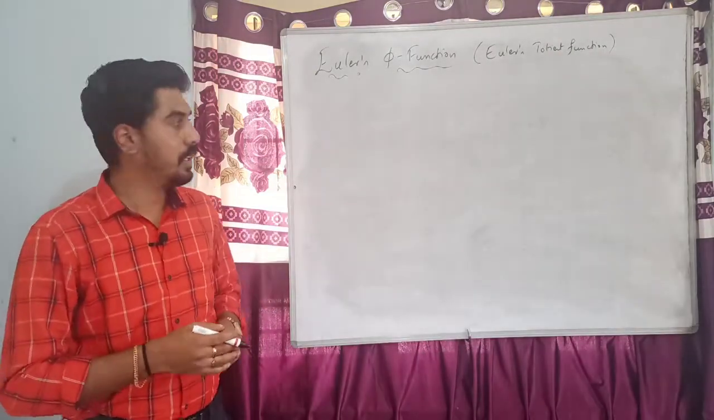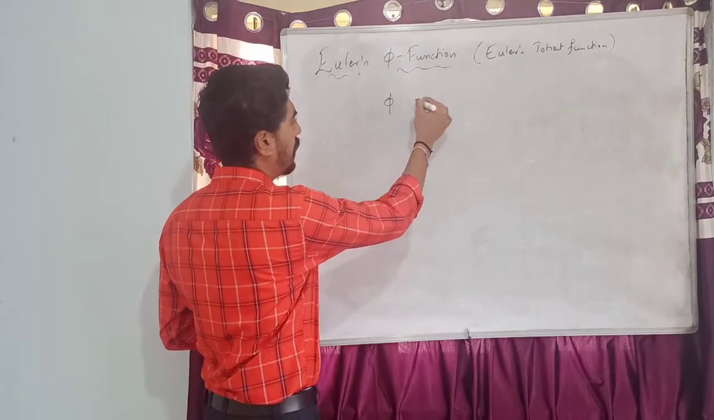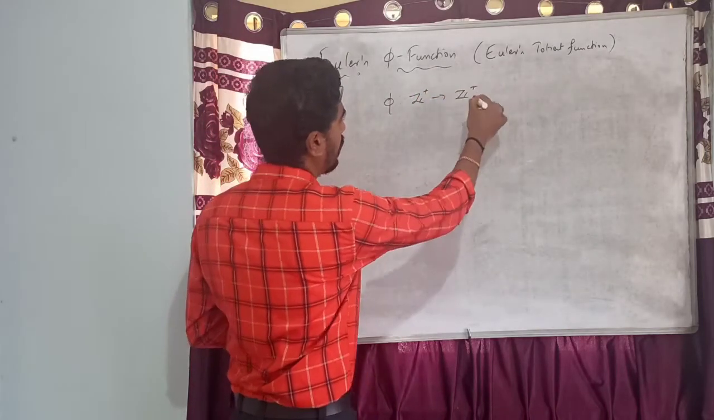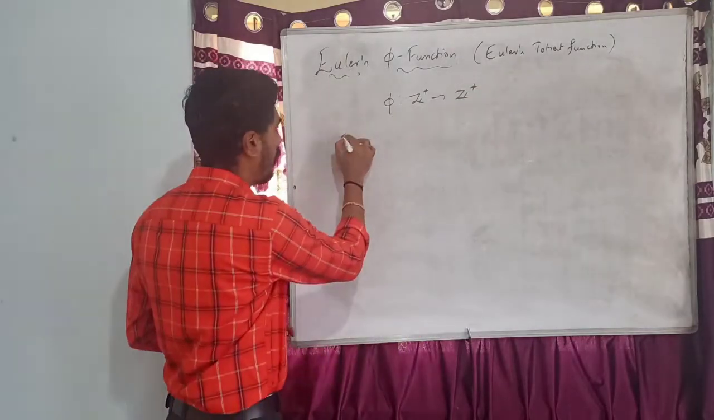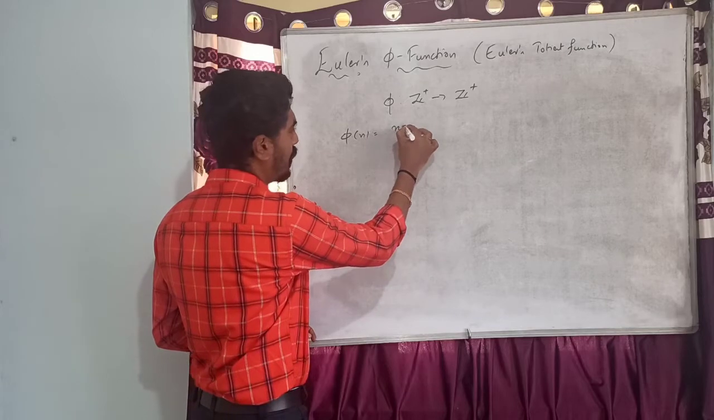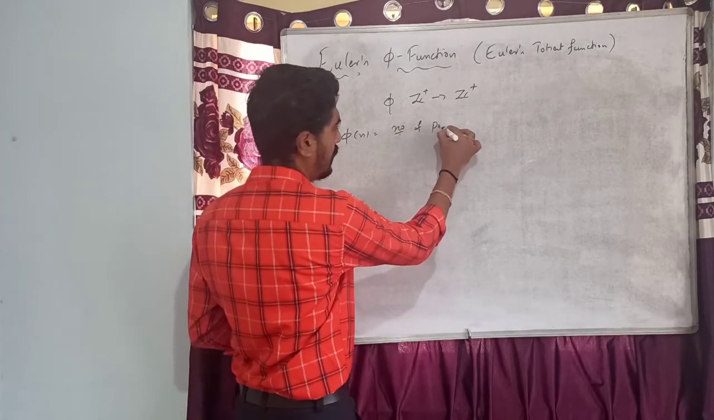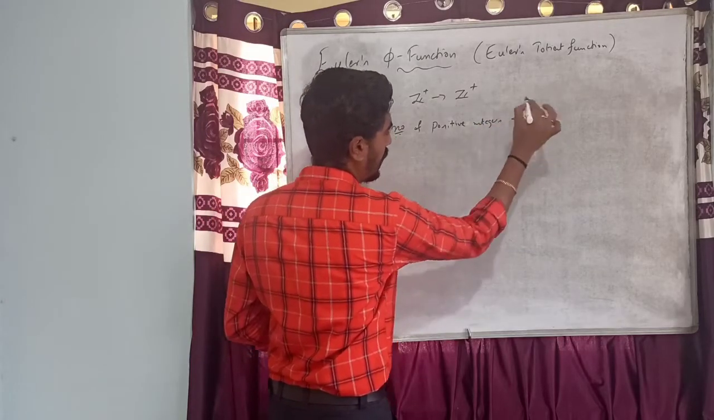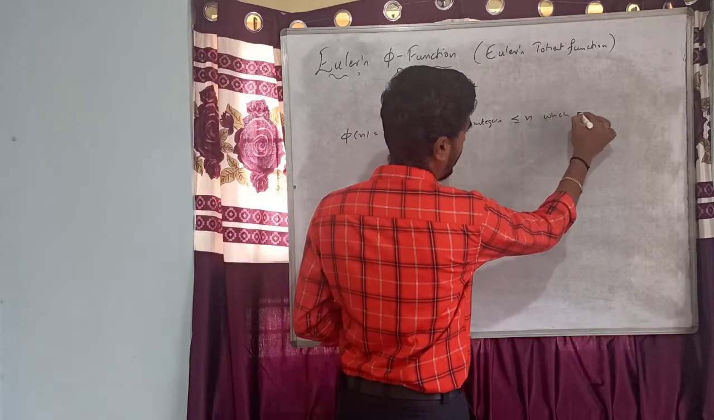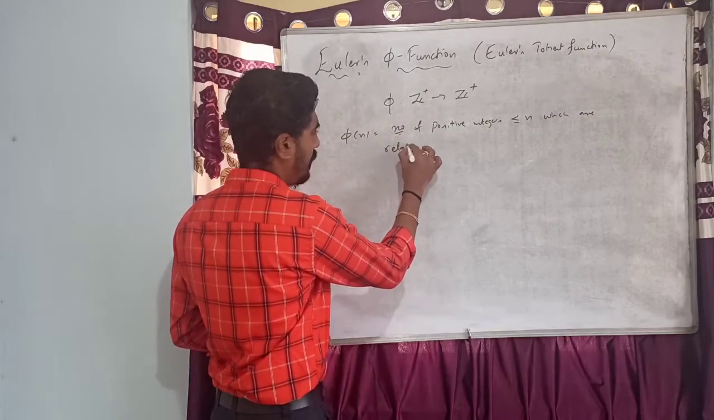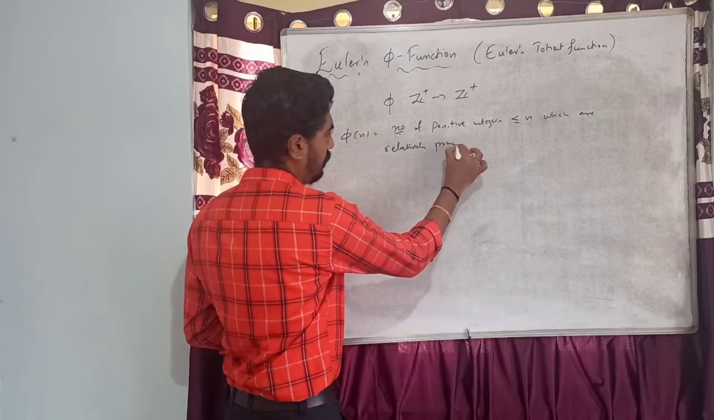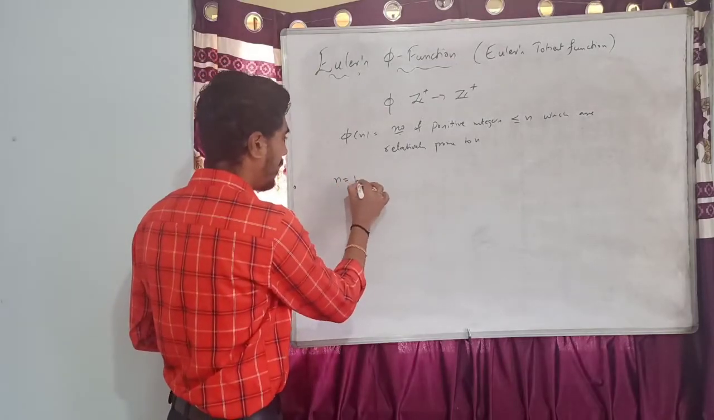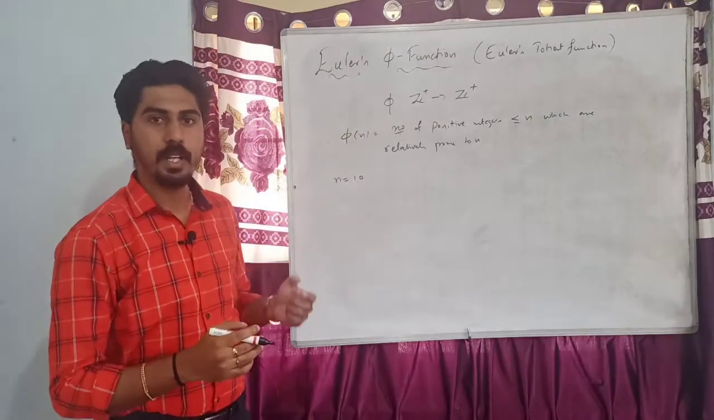Next, we shall define Euler's phi function, which is also known as Euler's totient function. The Euler's phi function is a function from Z plus to Z plus defined by phi of n is equal to the number of positive integers less than or equal to n, which are relatively prime to n.